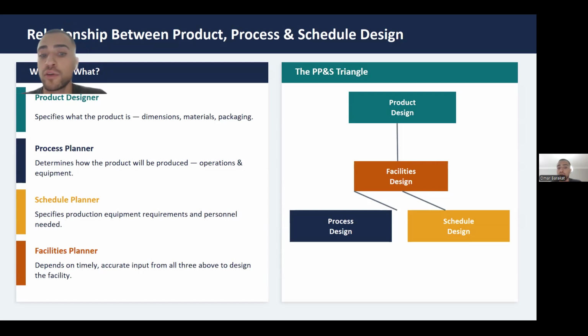The dependency flows in one direction. The facility planner cannot do their job until the other three have done theirs. If product design changes after the facility is built, you're back to the Ohio example from the introduction. This is not theoretical. It's one of the most expensive mistakes in manufacturing history, and it happens regularly.